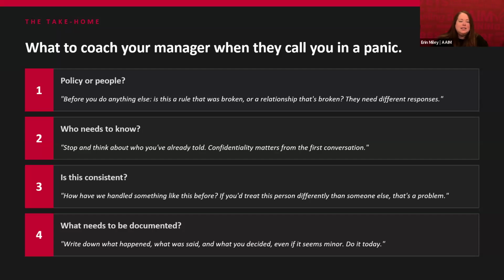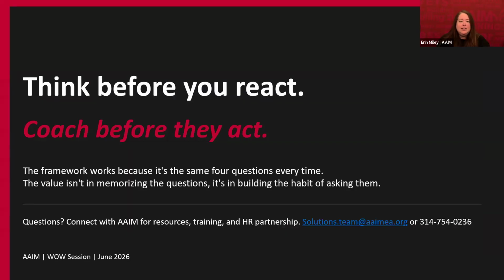That's the framework, that's the application. This is super easy, and you just hand it to them. Or you could just walk them through it over the phone if you don't want to hand it to them. Or you can make it your own because you'll have it in a slide deck. I'm going to potentially give you some time back in your day because that is towards the end of my presentation. Think before you react, coach before they react.